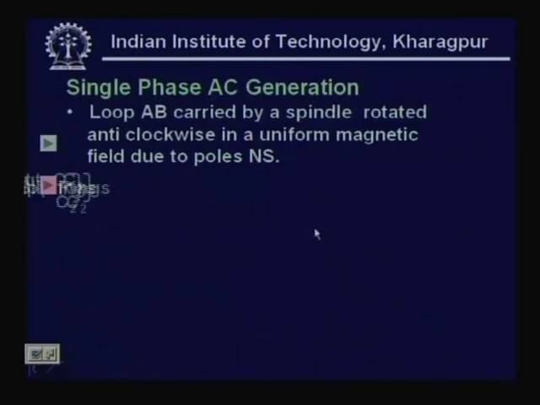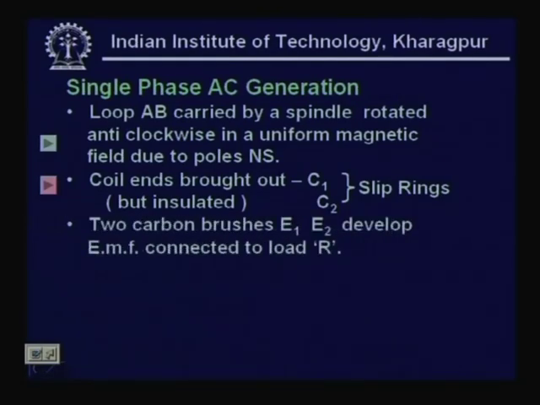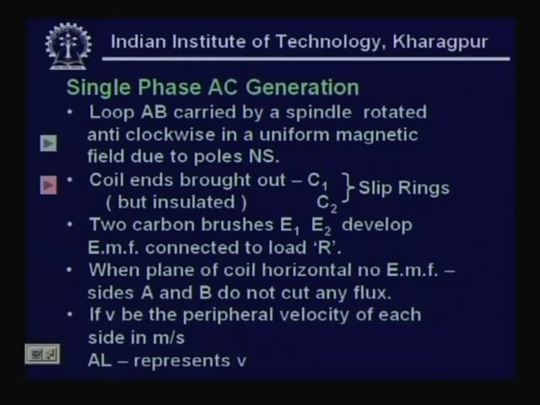And you can see that there are coil ends which are brought out through the slip rings. They are insulated, and two carbon brushes E1, E2 are where the EMF is collected and connected to the load. Now, when the plane of the coil is horizontal, there is no EMF, and sides A and B do not cut any flux. If we have v, the velocity of each side, given in meters per second, AL represents the velocity.